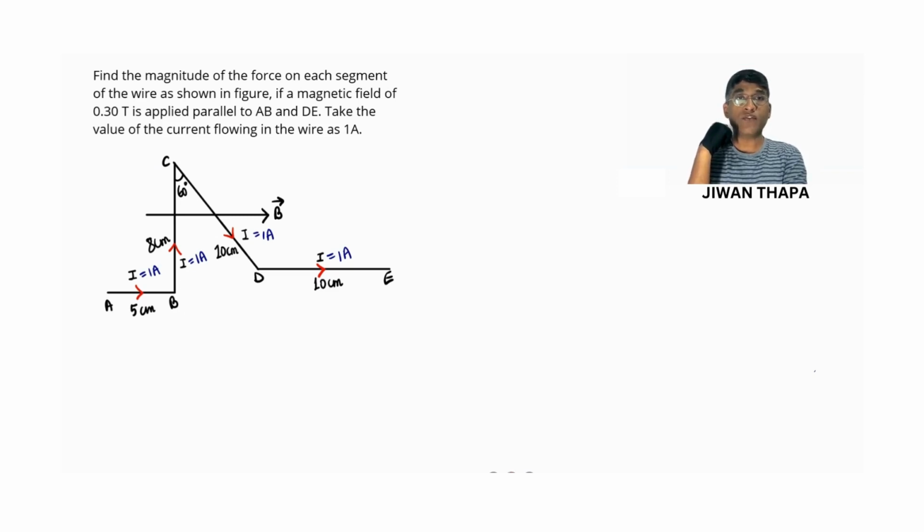Find the magnitude of the force on each segment of the wire as shown in the figure, if a magnetic field of 0.30 Tesla is applied parallel to AB and DE. Take the value of current flowing in the wire as 1 ampere. So this is the figure, okay?